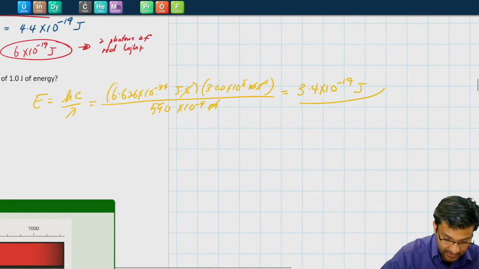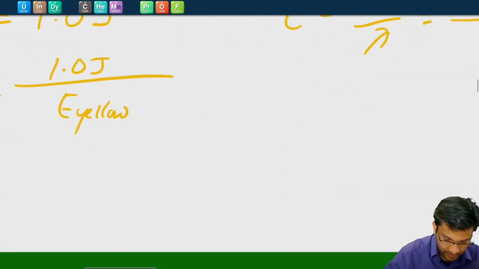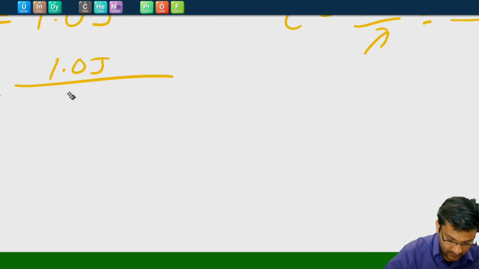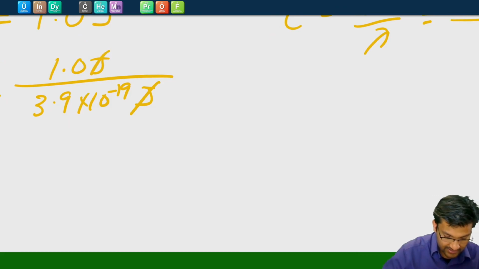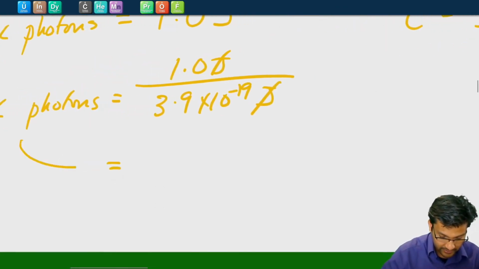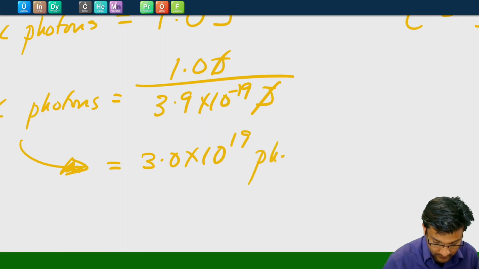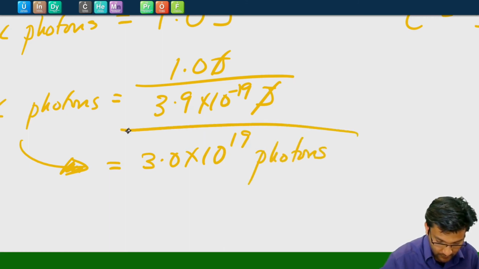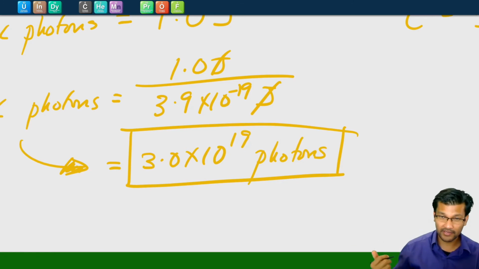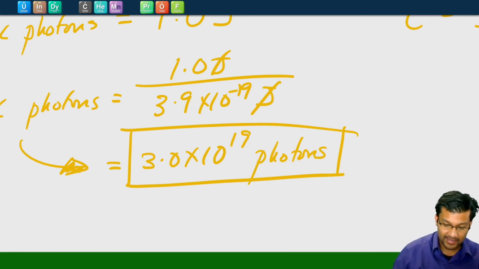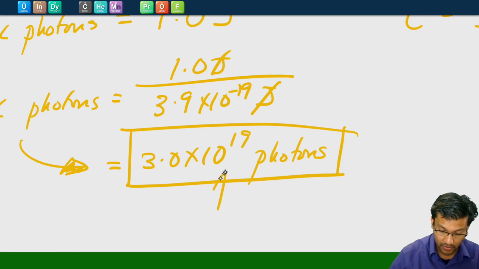So let's use this energy here, 3.4 times 10 to the minus 19 joules. So the joules cancel out, and the number of photons that we end up with is going to be 3.0 times 10 to the 19 photons. So even 1 joule of energy, which is a very tiny amount of energy, has a ridiculously large number of photons. That's 3 with 19 zeros behind it. That many photons.